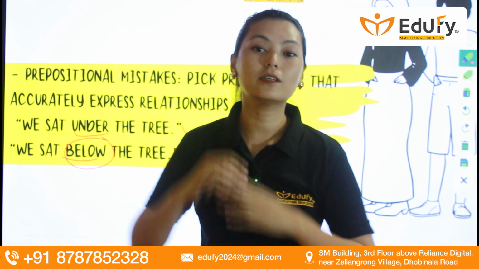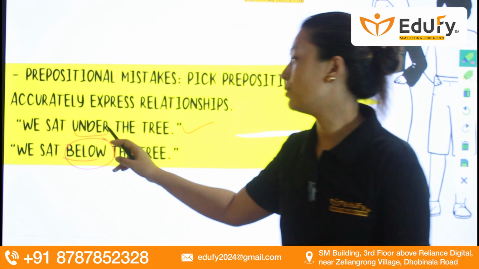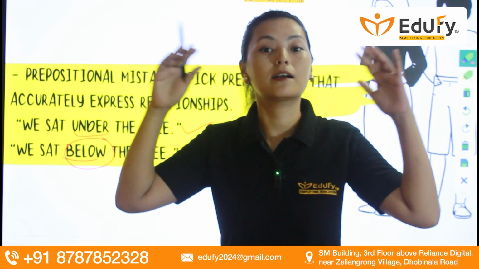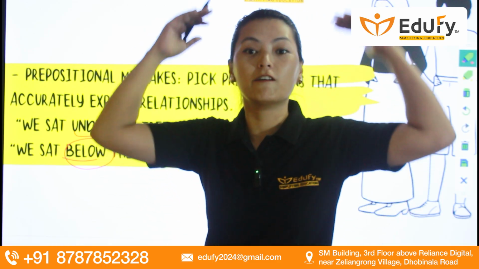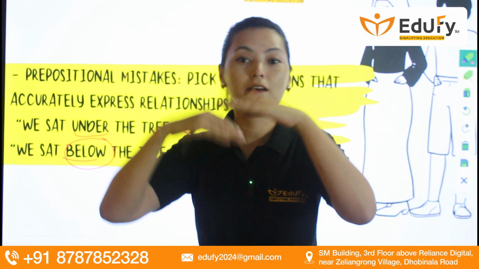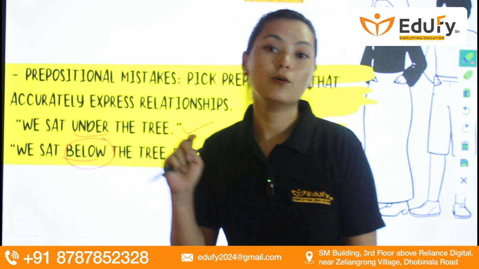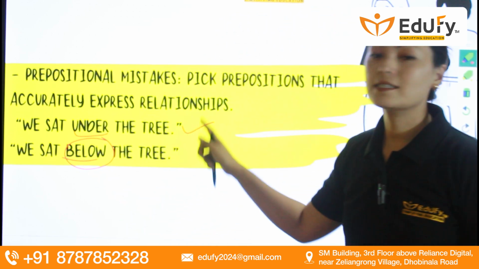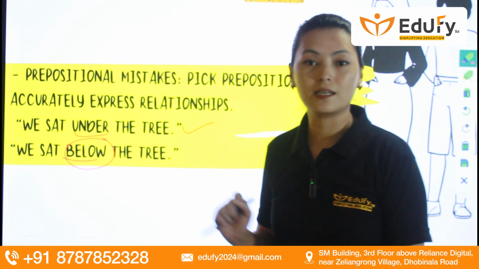So the positional difference is there within these words. That is the reason why we use "under the tree." That means I am being covered by the tree rather than below the tree. That means the tree is above me, above my head, a level above me, right? So therefore, we cannot write the word "below the tree." This is how we identify changes or errors in prepositions in a sentence.